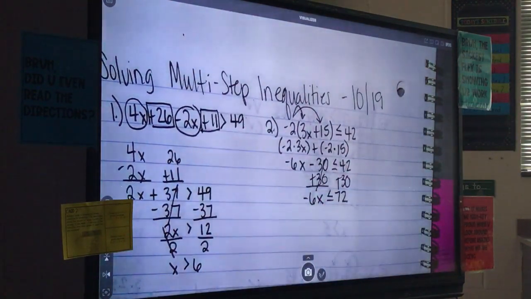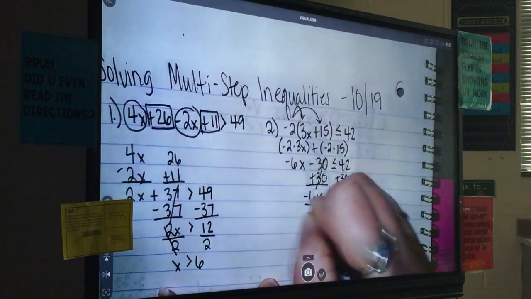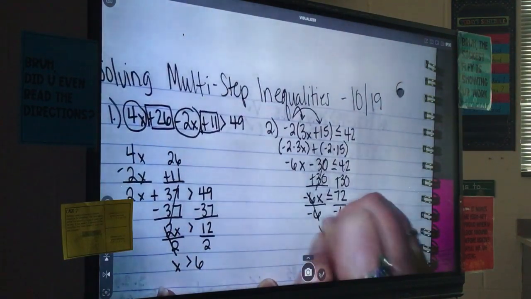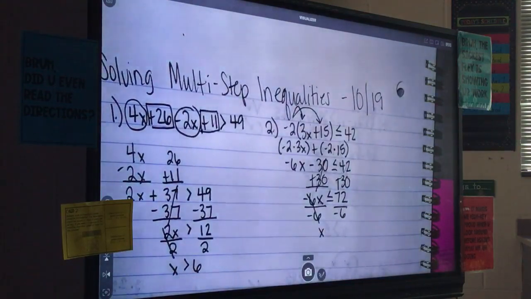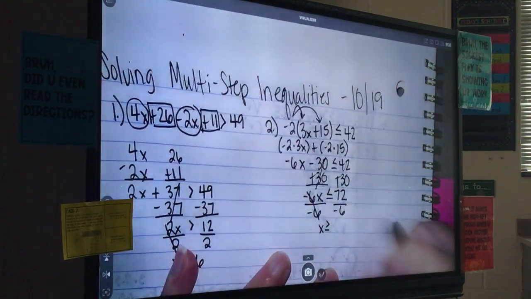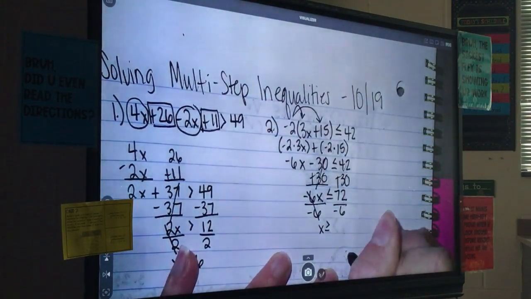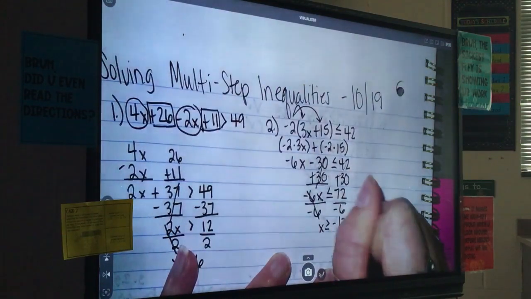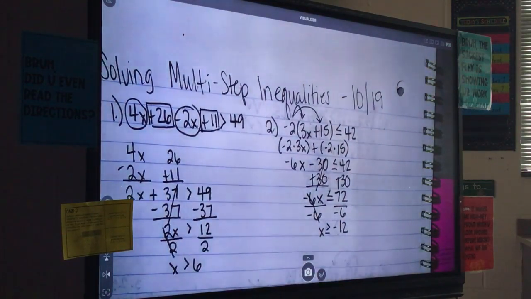Then from here, how do I get rid of the negative 6x? Excuse me, Raiden. Divided by negative 6. Cancels. 72 divided by negative 6. What do I have to do with my inequality symbol? Sorry? Flip it. So 72 divided by negative 6 gives me what? Negative 12. Negative 12. All right, get out your paper.